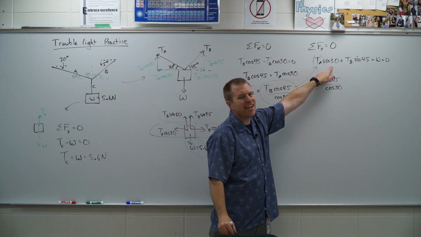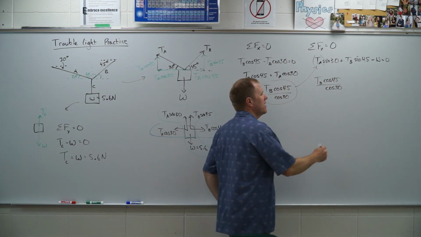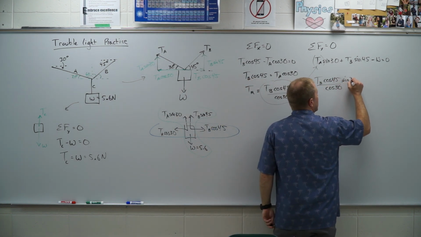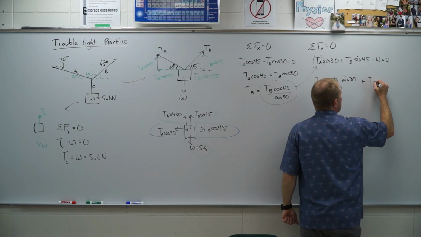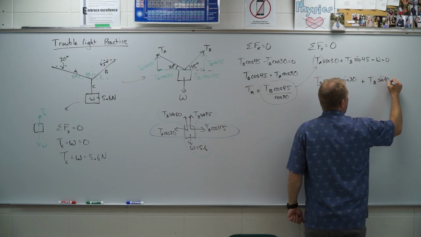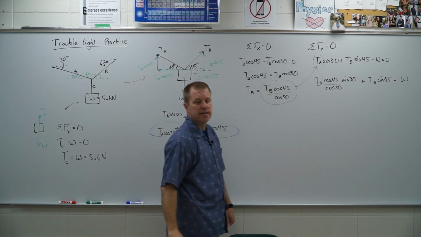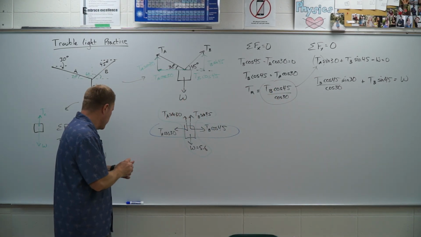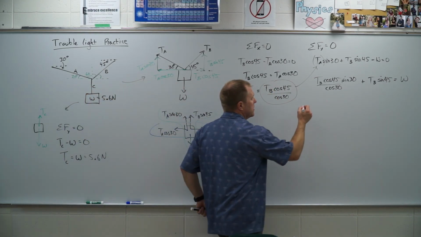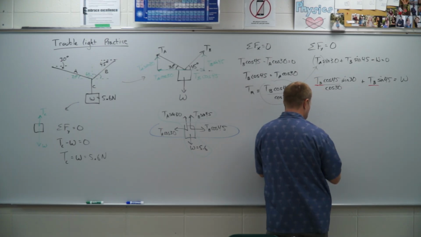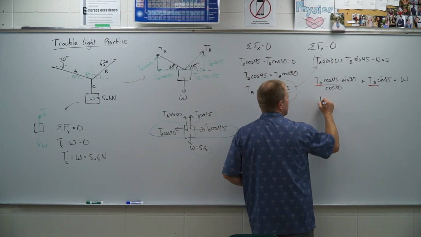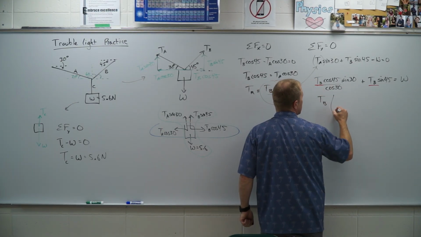There's still that sine 30 there. Sometimes people forget to include that sine 30 plus TB sine 45. And I'll move that W, or that 5.6, to the other side. What we can do now is factor out a TB out of each of those terms. So we have TB times this mess.